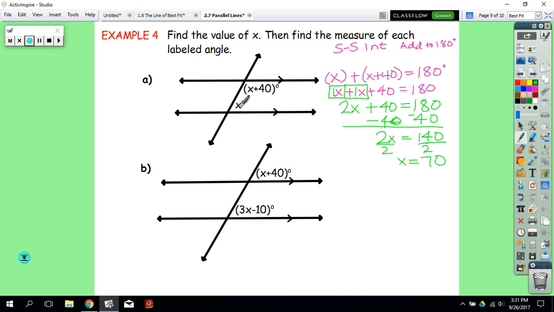In this case, x is the degree, so this angle right here is 70 degrees. And because we know that these two add up to 180, we know that 70 plus this is equal to 180. We can also plug this in: 70 plus 40 is 110 degrees. So this angle is 110, this is 70.